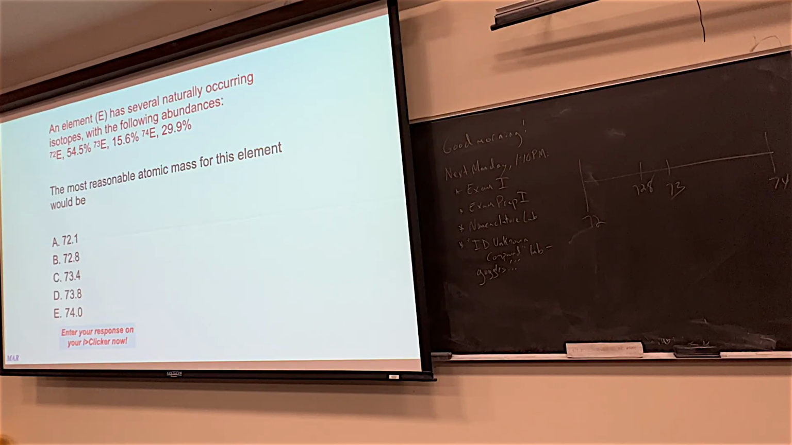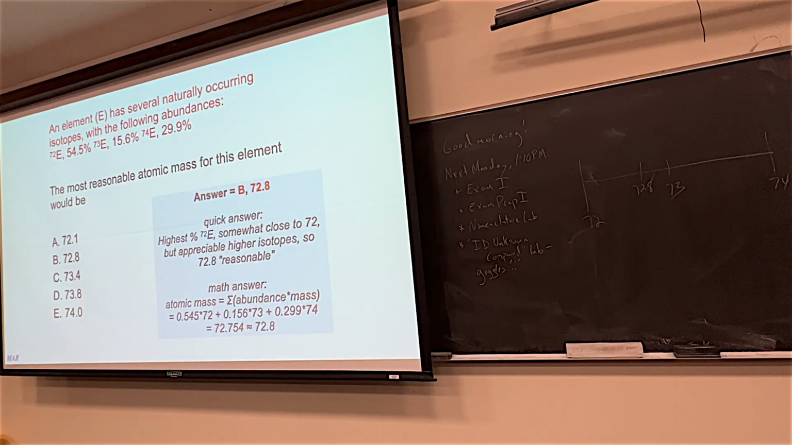And you can see what it is. But there's another way to do it too. You can also take the decimal version of the percentage, so like 0.545, and multiply it by the mass number, so times 72. And you do that for each of them, add them together to get the value that way. So if you want to do it the math way, that's cool too. 0.545 times 72 plus 0.156 times 73 plus 0.299 times 74. And that would be another way, the math way, to get what the actual value is. But either way, it does come out to be about 72.8.